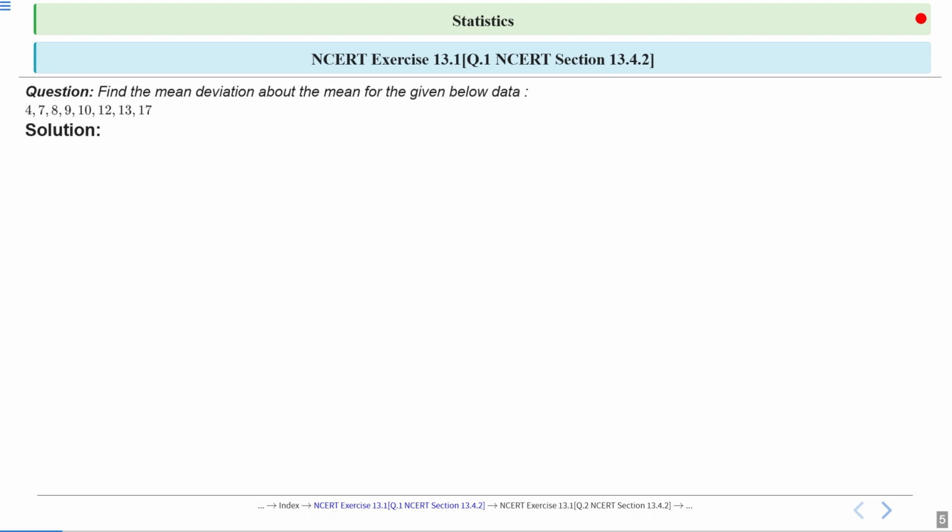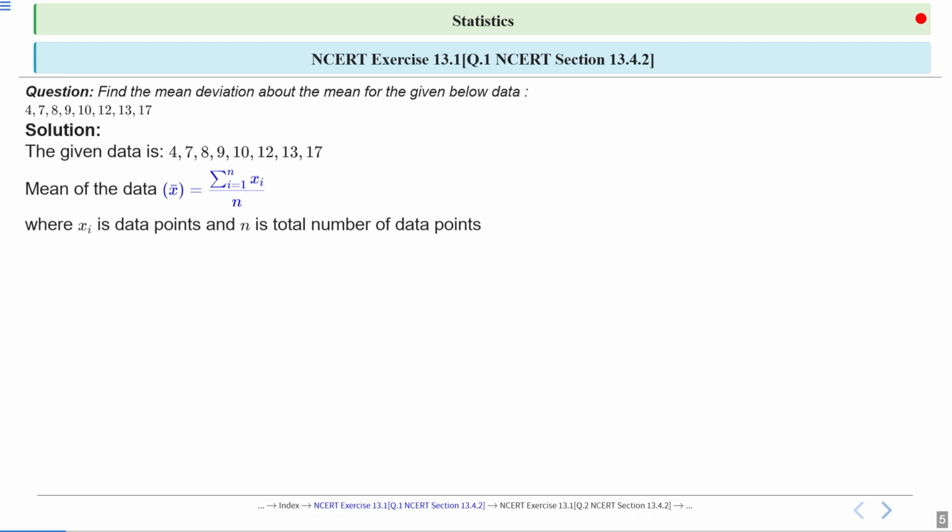So the question is to find the mean deviation about the mean for the data given below. So we will solve this question step by step. We are given that the data is 4, 7, 8, 9, 10, 12, 13 and 17.